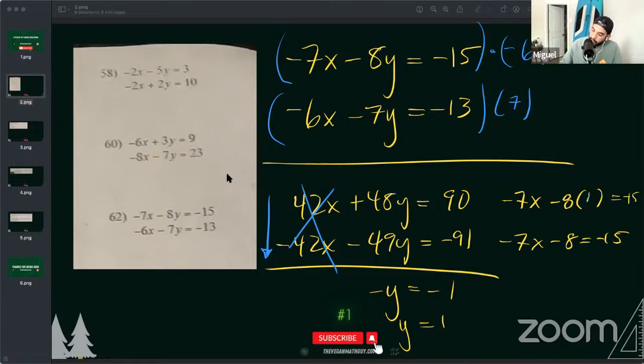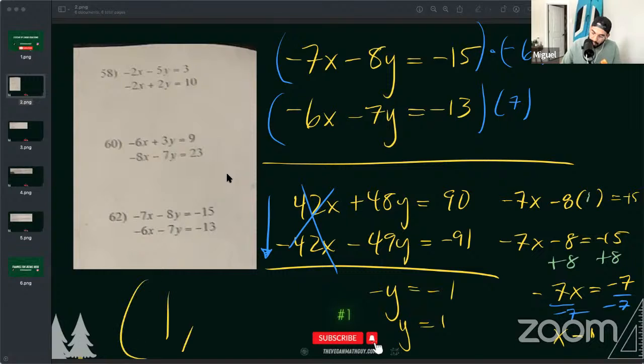We're trying to solve for x here, so let's go ahead and add the 8 to the other side. Negative 7x is equal to negative 7. Divide both sides by negative 7, and we get that x is equal to 1. Awesome. So now our answer, I'll just put it here on the left, is (1, 1).